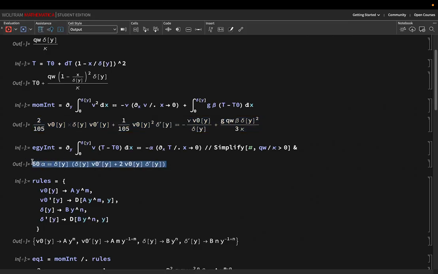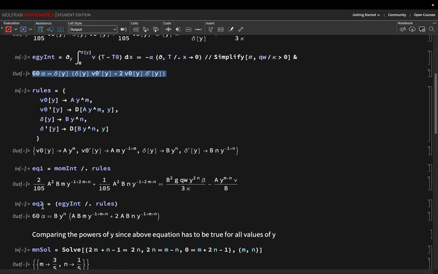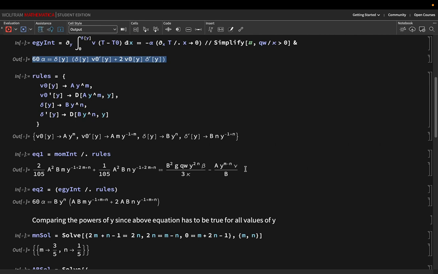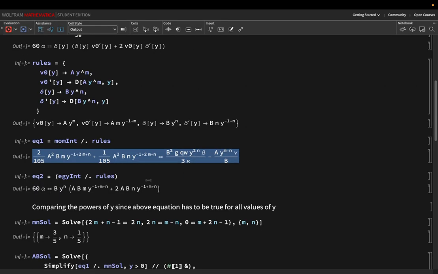Now what we do is we will substitute a y power m in place of v naught and b y power n in place of delta. Once you substitute that, the momentum integral equation becomes this. This equation has to be true for all possible values of y, which will happen only if the exponents are equal to each other. What would that mean? 2m plus n minus 1 should be equal to 2n, and that should be equal to m minus n. That would give me some equations.